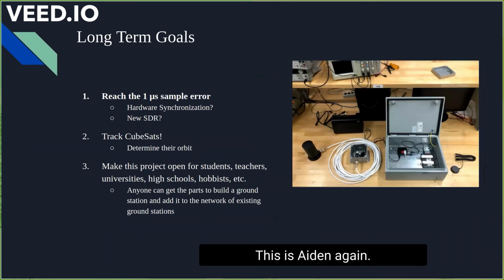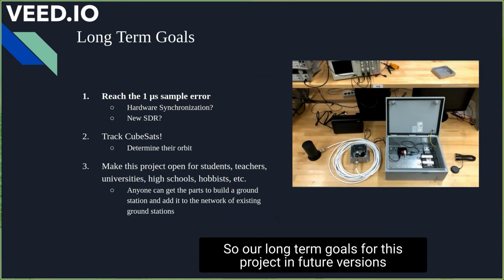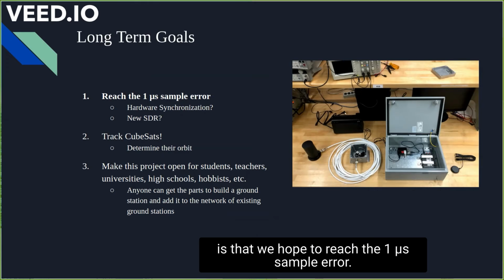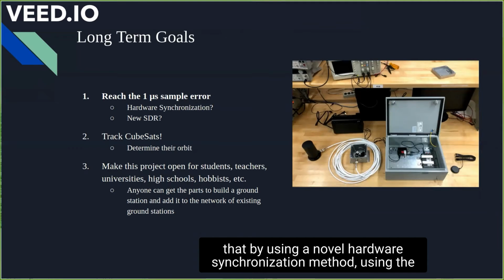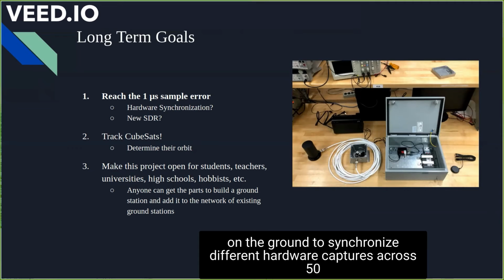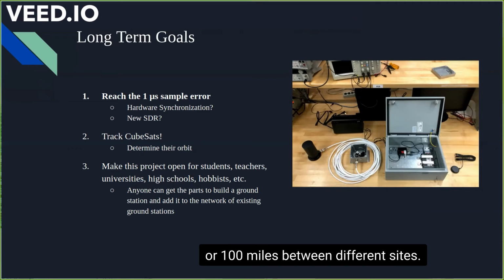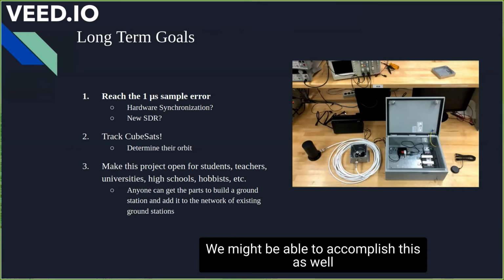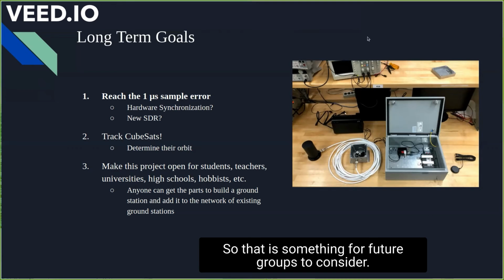Thank you, Matt. This is Aiden again. So our long-term goals for this project in future versions is that we hope to reach the 1 microsecond sample error. We have a couple of pathways to go in doing that by using a novel hardware synchronization method using the PPS signal output from a satellite using a GPS module on the ground to synchronize different hardware captures across 50 or 100 miles between different sites. We might be able to accomplish this as well using a new software-defined radio in the future. So that is something for future groups to just consider.